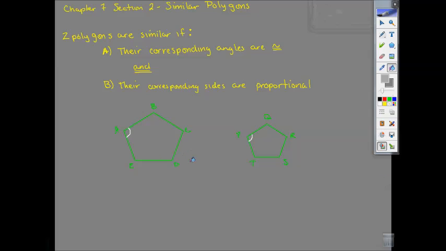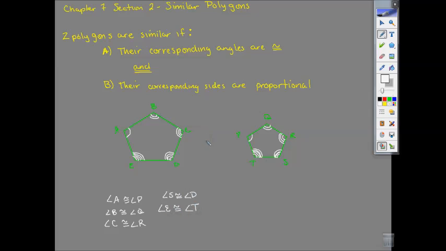Okay, so angle A would be congruent to angle P. And then angle B would have to be congruent to angle Q. Angle C would have to be congruent to angle R. Angle D has to be congruent to angle S. And angle E has to be congruent to angle T. Okay, so that's the first part. All your angles are the same.